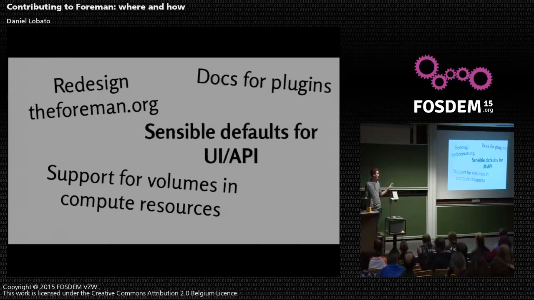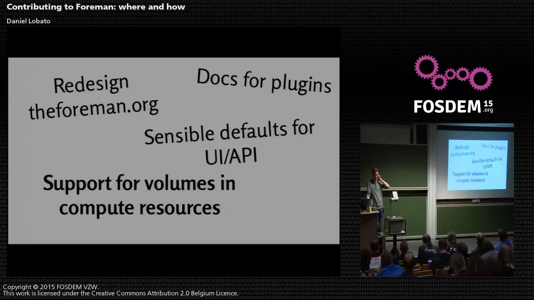Okay, the Foreman UI and the API right now, I think they are a little cryptic. It doesn't give you good defaults if you want to create a new host or any object. It doesn't clearly tell you what you are missing, or give you examples of how it should look. If you want to help with that, that'll also be very useful.